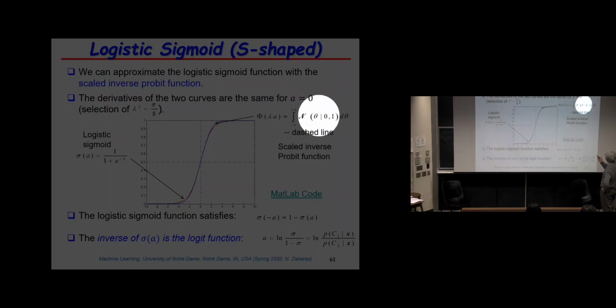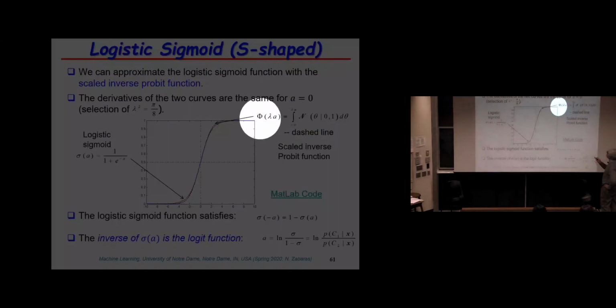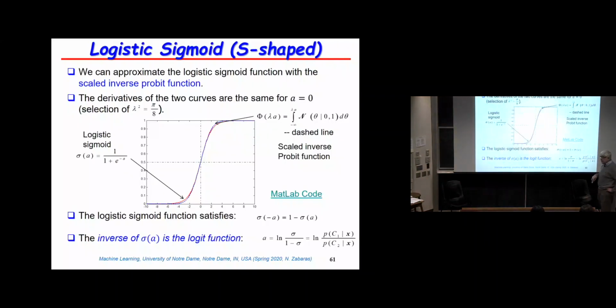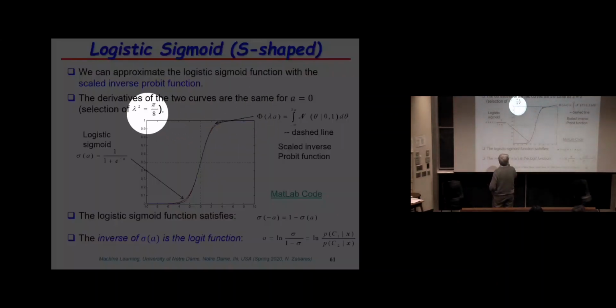This is the standard normal, all right? You integrate it from minus infinity to lambda a, and that basically gives you the cumulative function calculated at lambda a, and this is what is plotted here for a value of lambda that is square root of pi over 8.